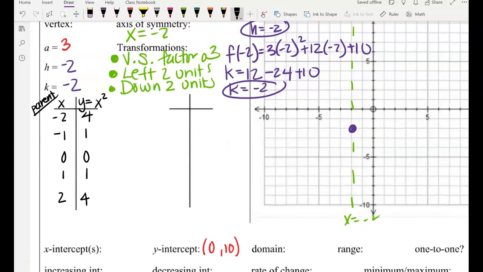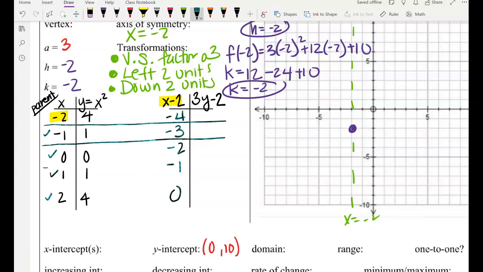The transformations: the a equals 3, that is a vertical stretch. So we are going to take that and multiply the y by 3. The h equals negative 2, so that's going to go left, so x minus 2. The k being negative 2 as well, that's downward, so we are going to apply that to the output values, okay? So we're going to take one at a time. Negative 2 minus 2 is now going to be negative 4. And then this one, negative 1 minus 2 is negative 3. 0 minus 2 is negative 2. 1 minus 2 is negative 1. 2 minus 2 is now 0. So I'm going to make this line right here so you can see how they are being transformed.